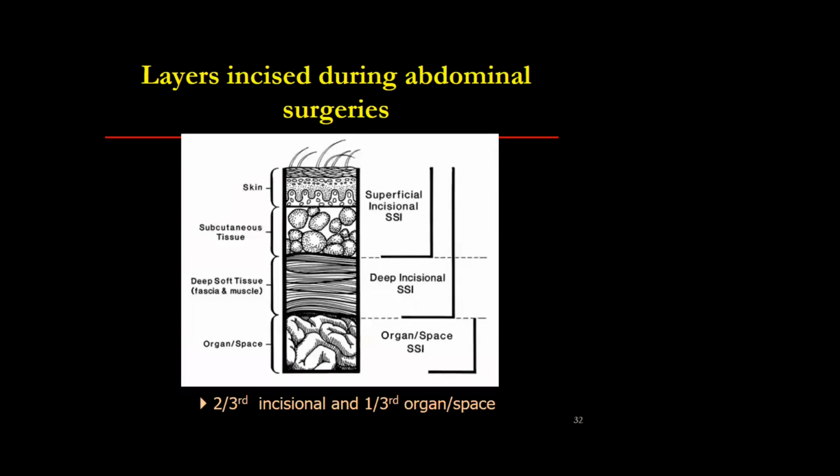So this is a standard diagram in which we divide the access route to intra-abdominal organs into superficial, where you have the skin, then the subcutaneous tissue, then the deep soft tissue, which includes the fascia and muscle. And of course, you have your organs wherever it is that you want to operate. Any infection in the skin and subcutaneous tissue is labeled as superficial incisional SSI. Infection which involves the fascia and the muscles is labeled as deep incisional SSI. And infection deeper to that is called organ or space SSI.